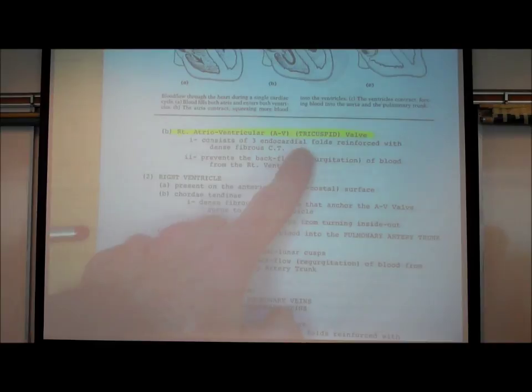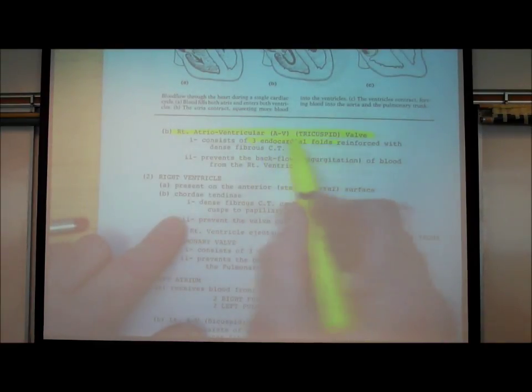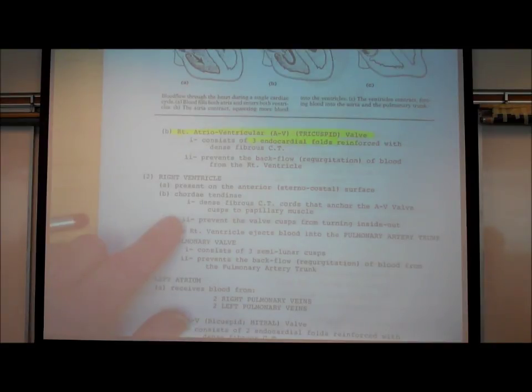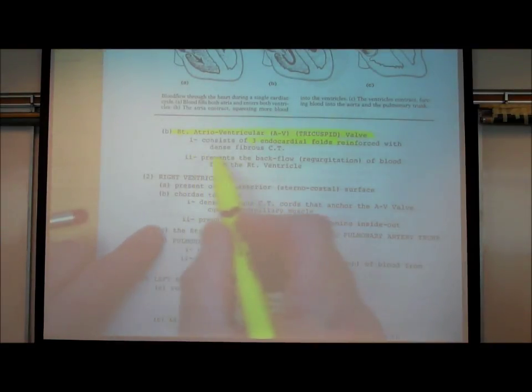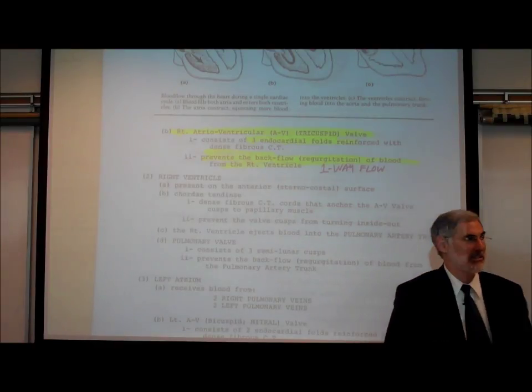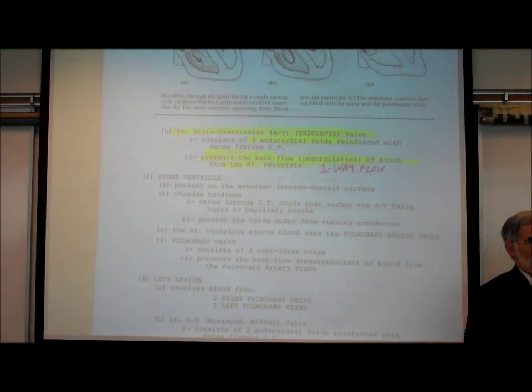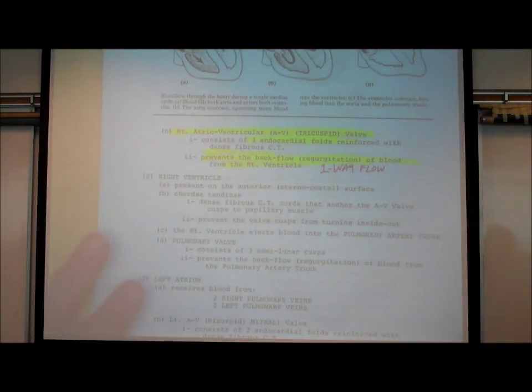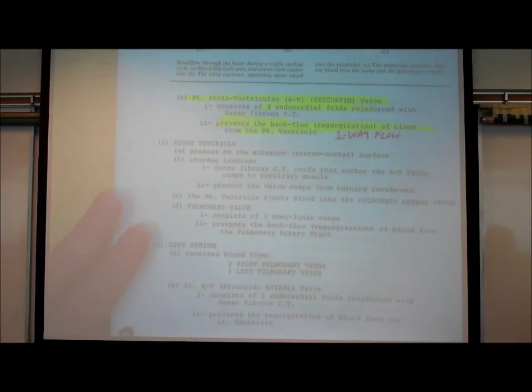Why is it called tricuspid? Because there are 3 endocardial cusps, or folds, flaps. And the purpose of these valves is always to prevent backflow, to prevent regurgitation. That's another way of saying one-way flow. We don't want blood going backwards. If it goes backwards, we say it regurgitates. Regurgitates means it's going backwards. Now the blood goes into the right ventricle.